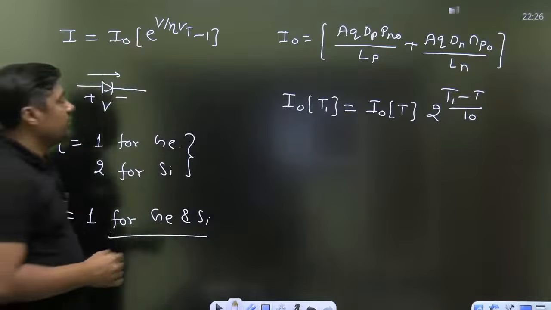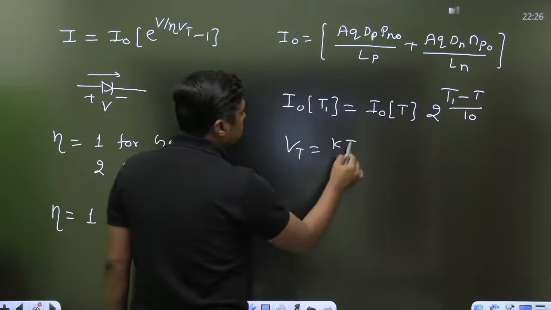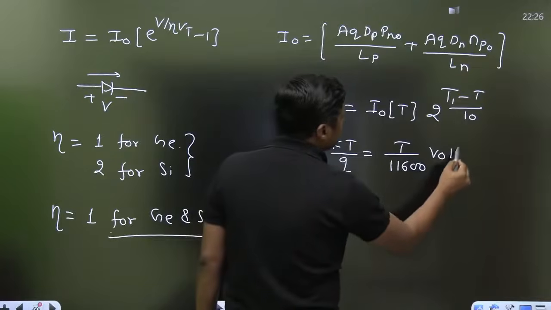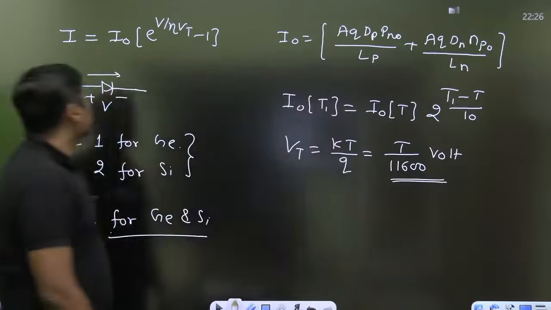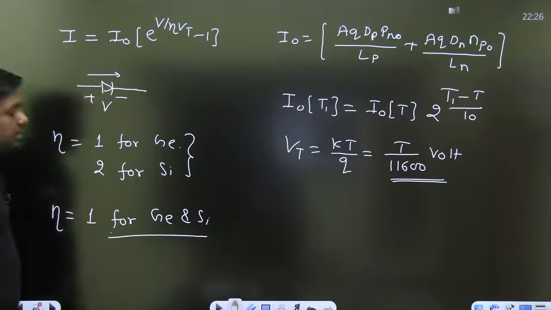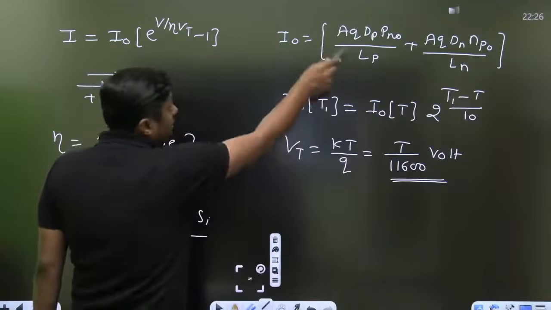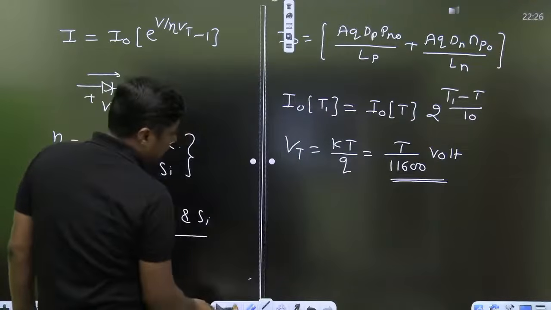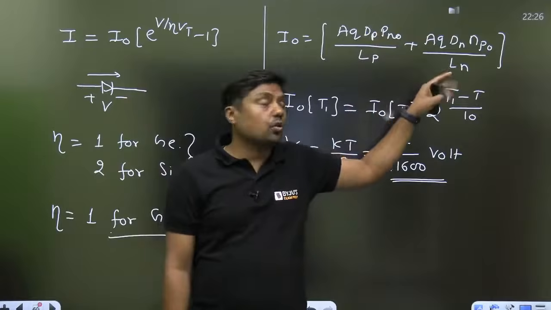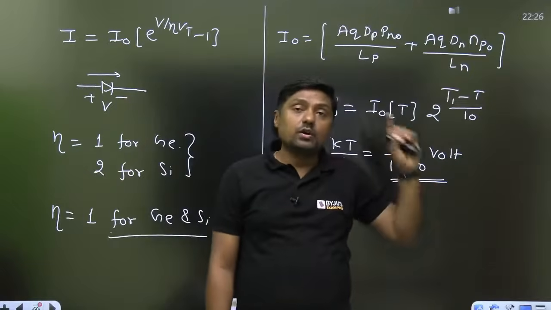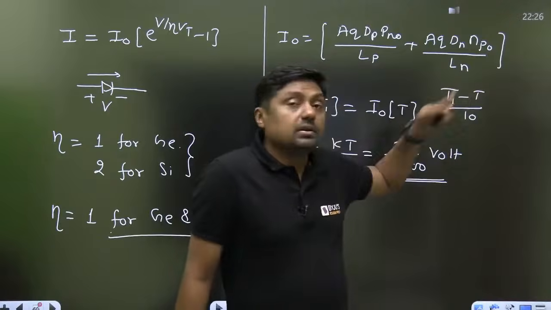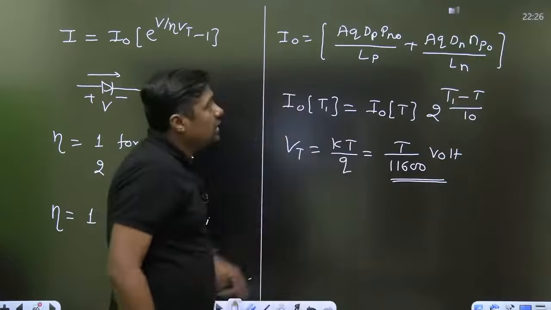Right? Vt we already have an idea about, kT by q, that is T by 11,600 volt. This is an exponentially increasing function. So remember some questions on reverse saturation current. First of all, we have to find the reverse saturation current by using this formula. Here Dp is the diffusion constant or diffusion coefficient for hole, Dn is the diffusion coefficient for electron, Lp is called diffusion length for hole, and Ln is the diffusion length for electron.